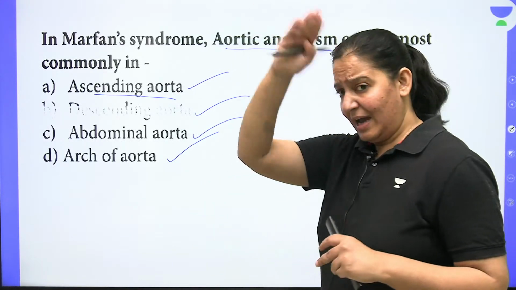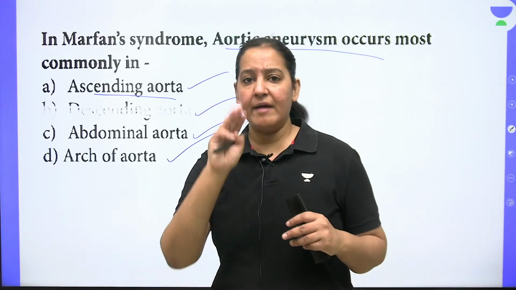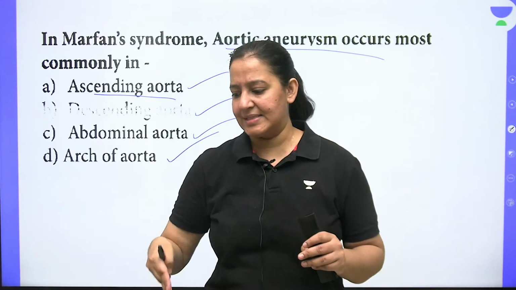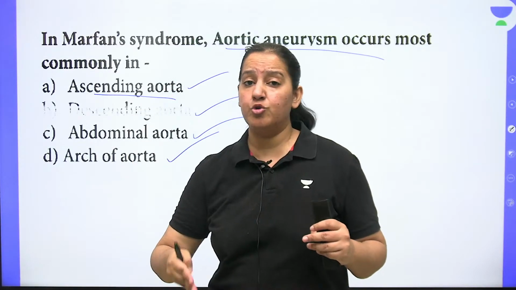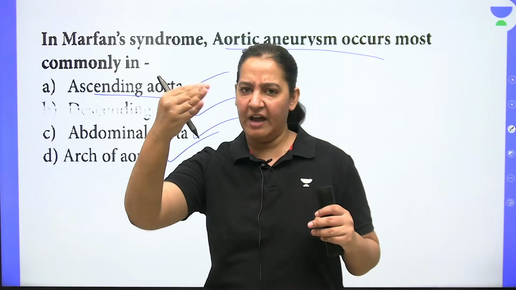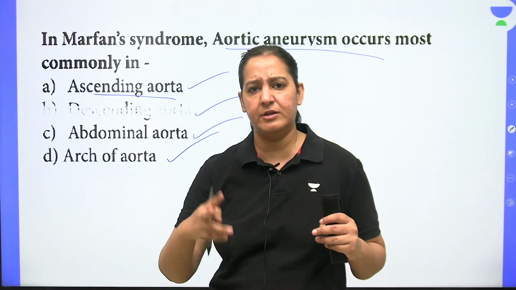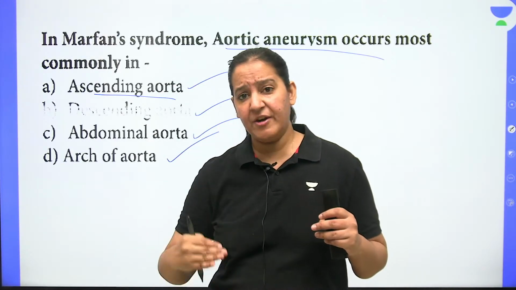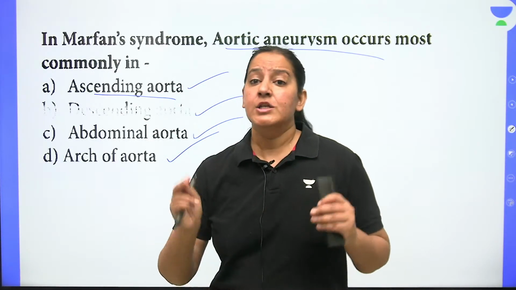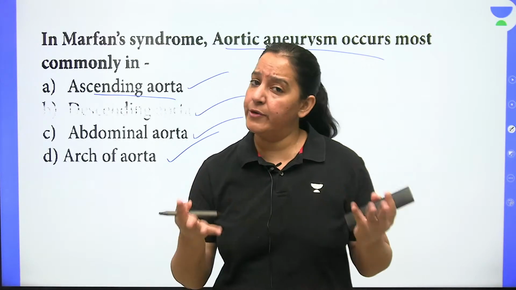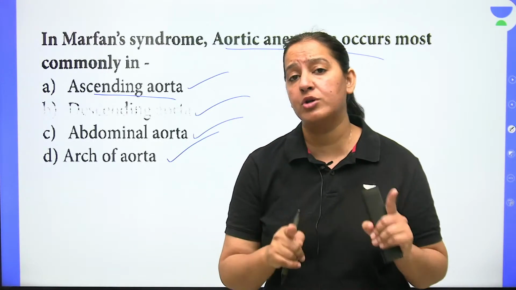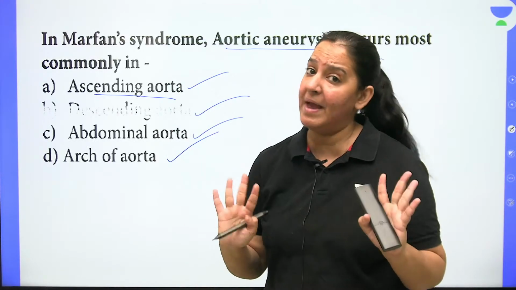So the entire course of the aorta has three portions: ascending, arch, and descending. Descending is also divided into two portions: supradiaphragmatic and infradiaphragmatic, right? In the infradiaphragmatic, it is suprarenal or infrarenal. So in each portion of aorta, aneurysm can occur. You should know the cause of aneurysm in each portion of the aorta. Sab pe MCQ aata hai.